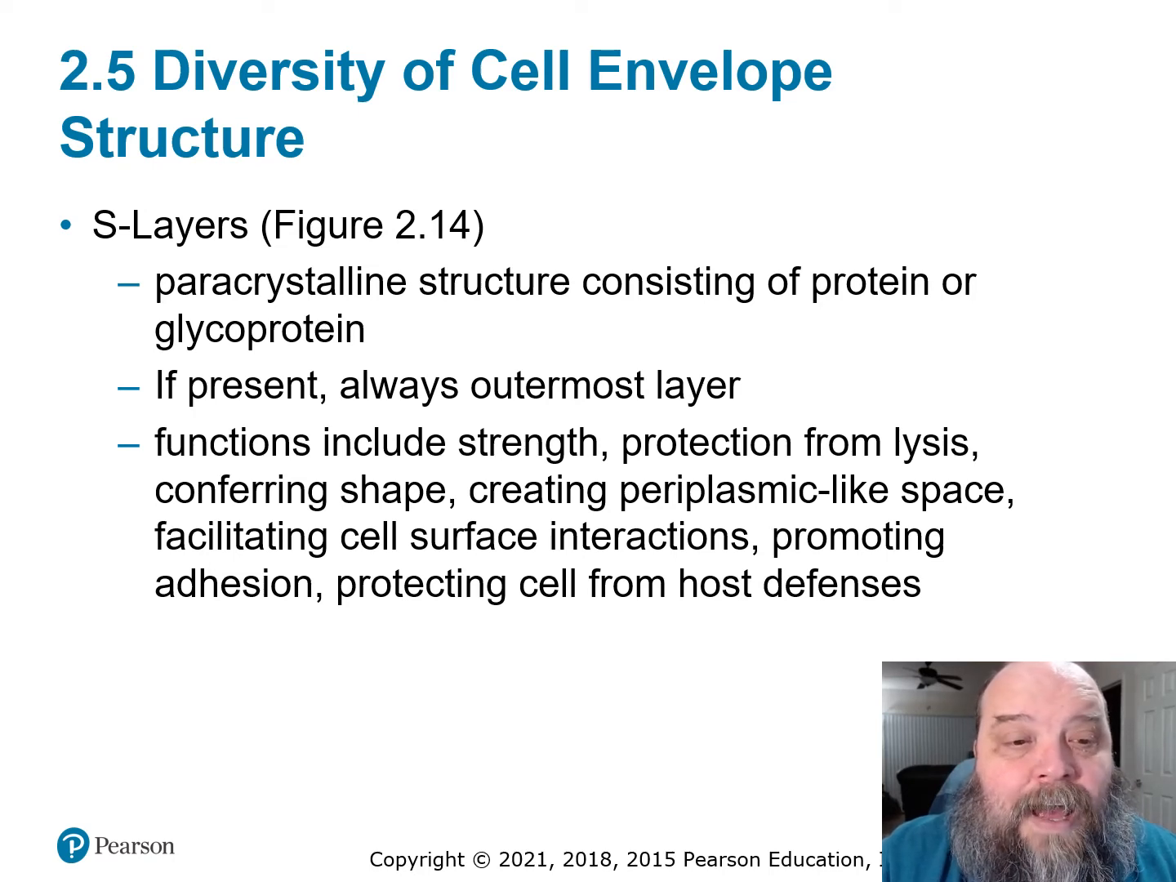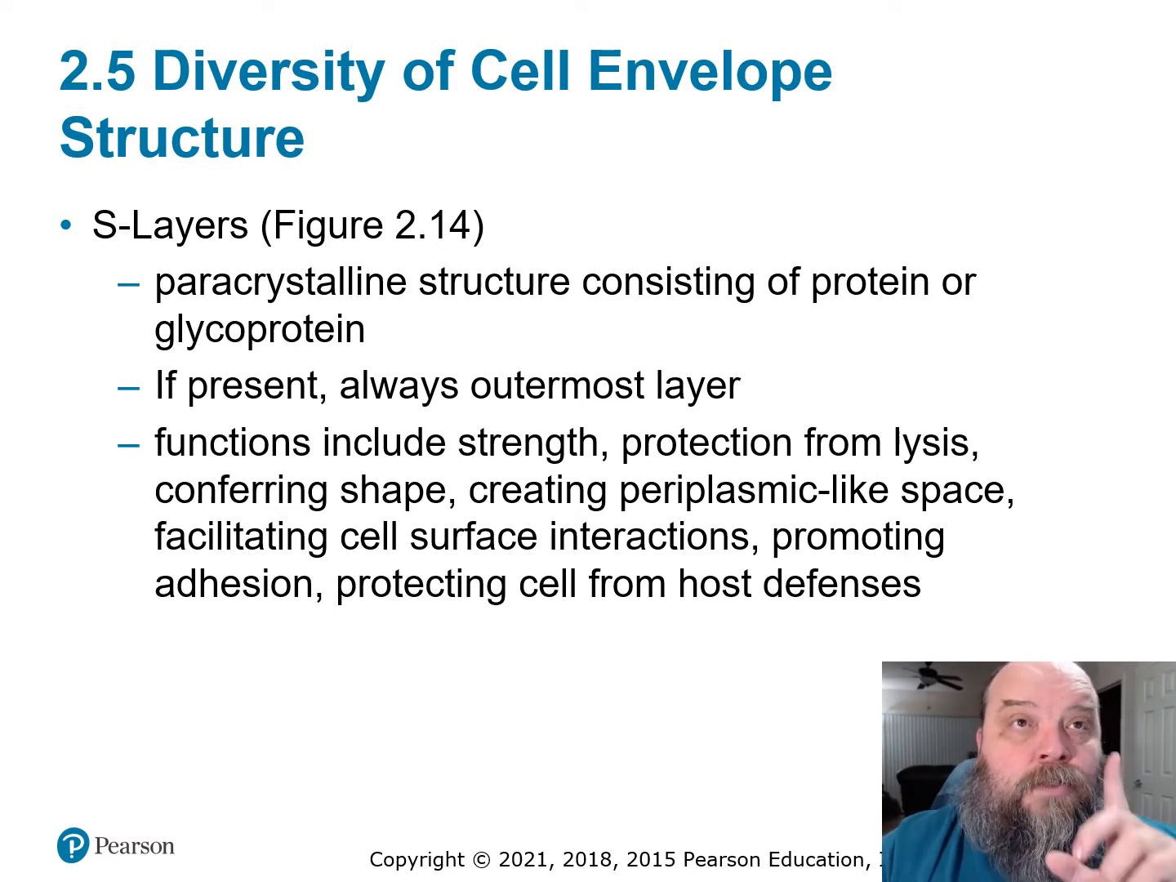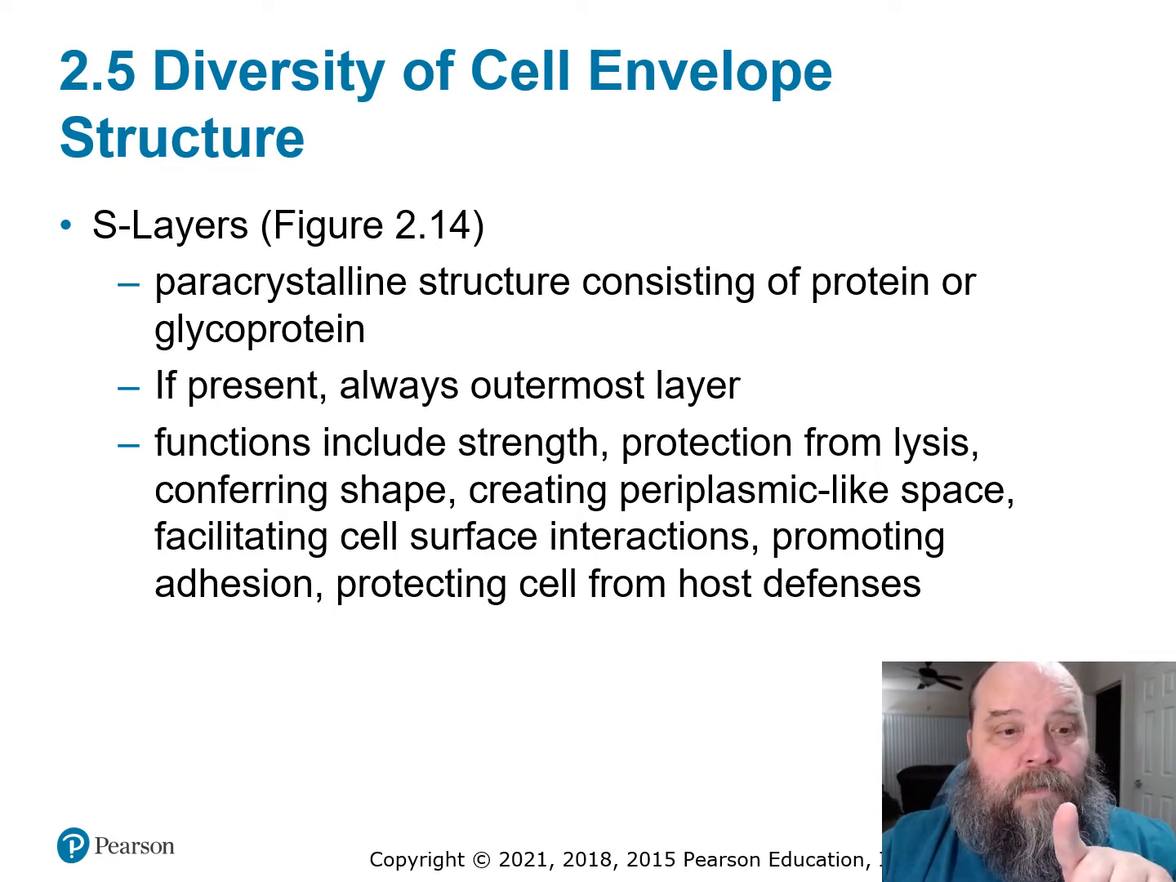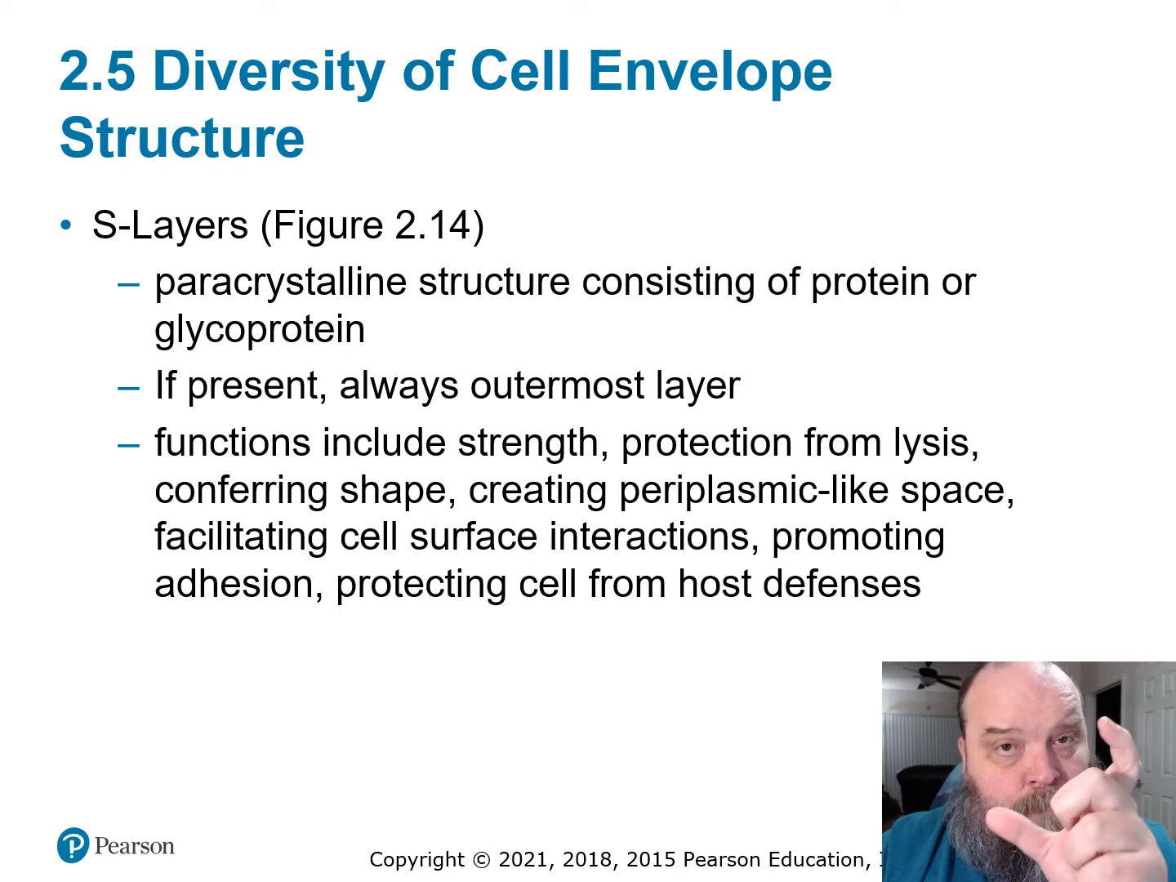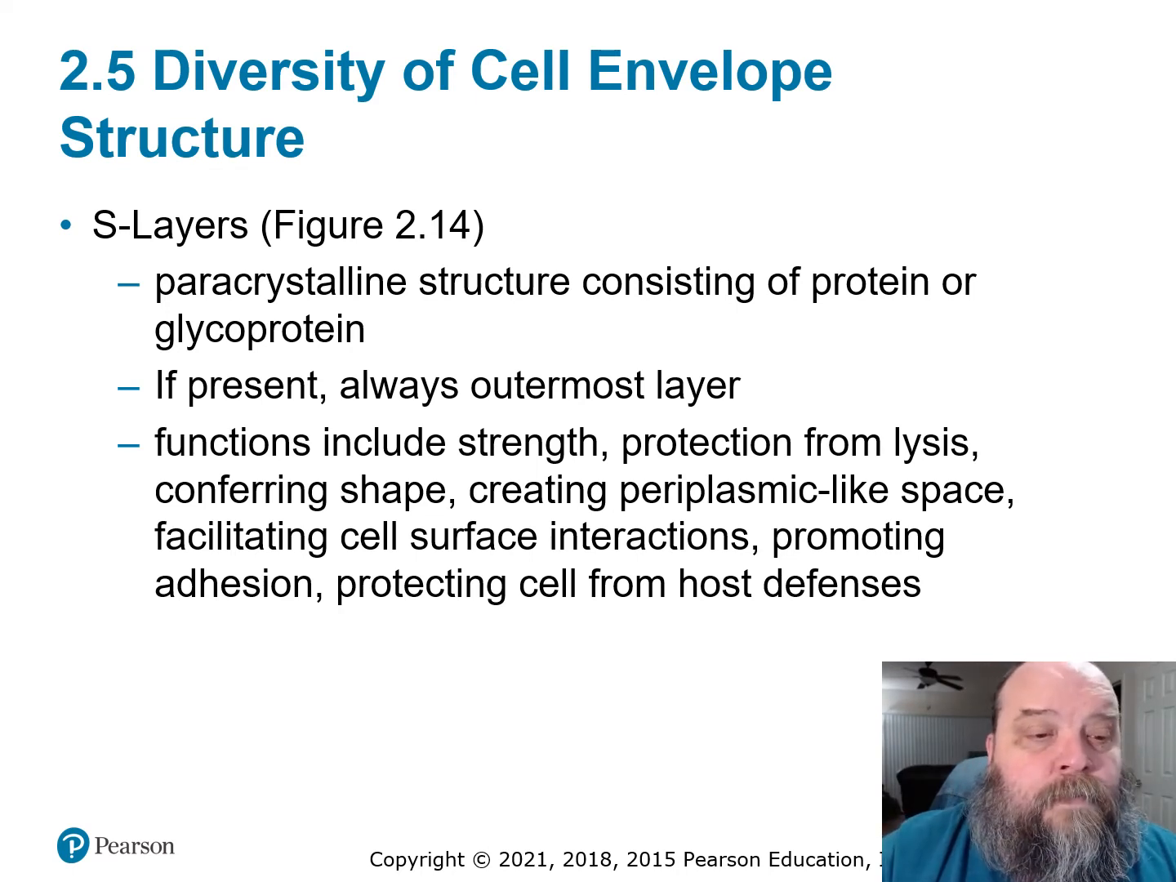Chapter 2, Section 5, Diversity of Cell Envelope Structures, the S layers. The S layer is going to be this crystalline-like outer latticework structure made of proteins and glycoproteins. Remember, glyco means sugar, so here it's proteins with a little bit of sugar, whereas before it was proteoglycans or peptidoglycans, or sugars with a little bit of amino acid. So this is different. Proteins with a little bit of sugar.